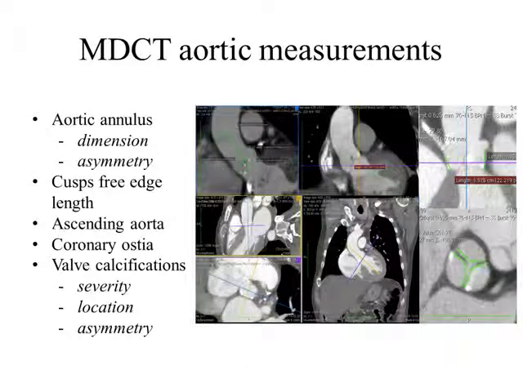These are all the CT scan parameters that we assessed. We have the aortic annulus, of course, defined as the aortic rim at the level where the nadir of all the three cusps could be seen at the same time in the double oblique axial view. Then we have the length of the free edge of the cusps, the ascending aorta diameters and the ascending aorta angles, the distance of the coronary ostia from the aortic annulus, and the valve calcifications.